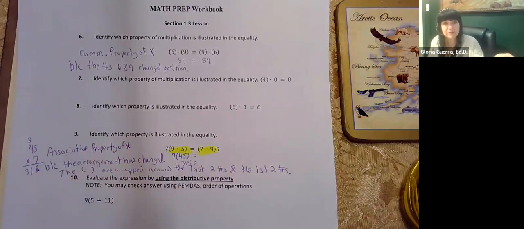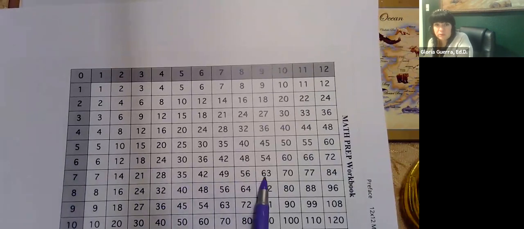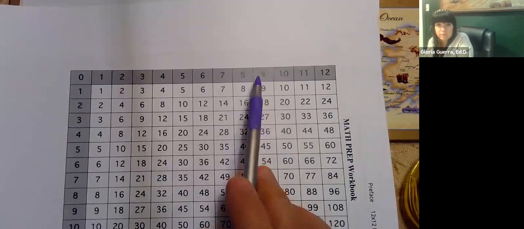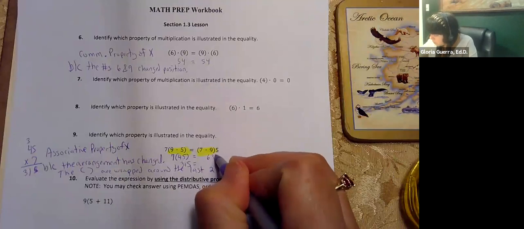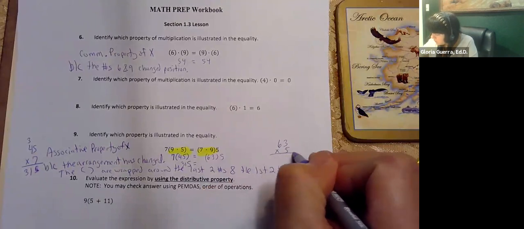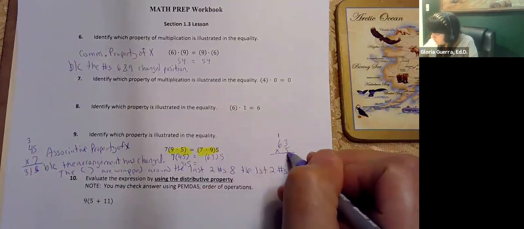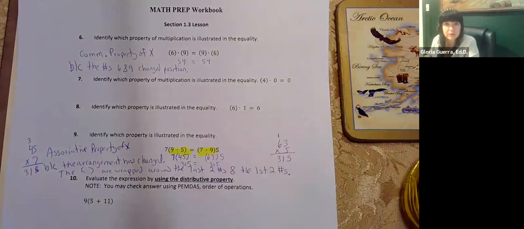And if I look at the right side, I've got 7 times 9. So you might want to double check that on your multiplication chart. 7 times, go all the way out to 9. And you see that it's 63. 7 times 9, see, is 63. And then times 5. So I do on the side, 5 times 3 is 15, carry the 1. 5 times 6 is 30, plus 1 is 31, so 315. See how that matches? Okay. All right, so that's associative property.